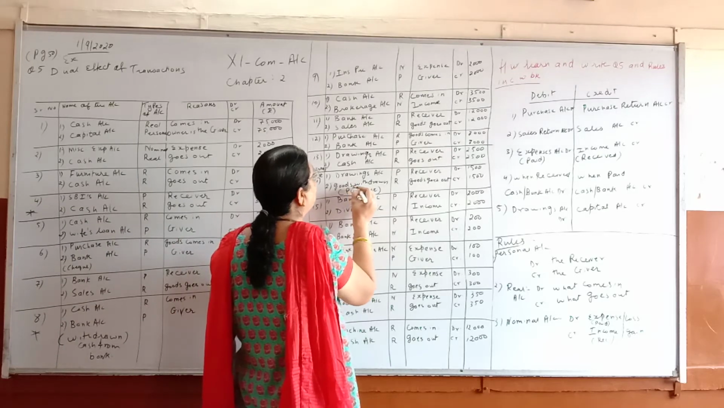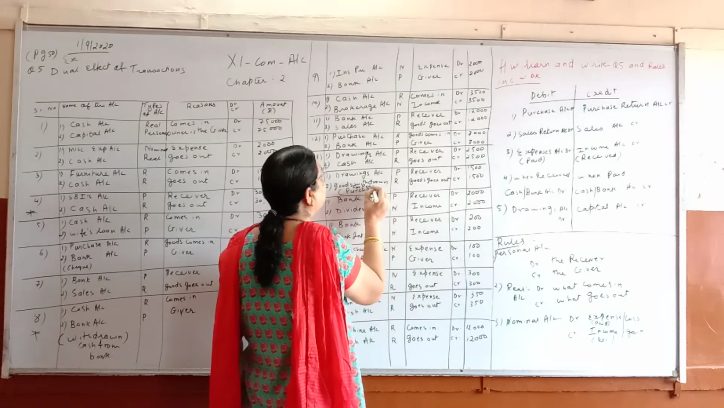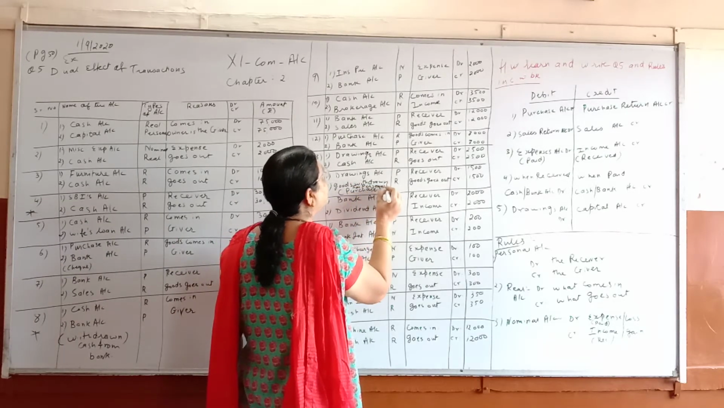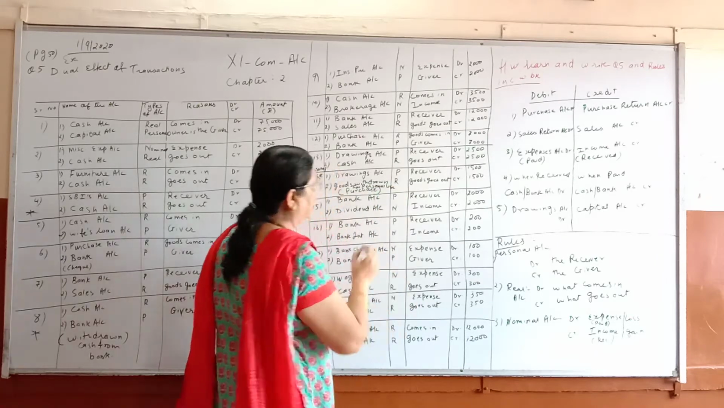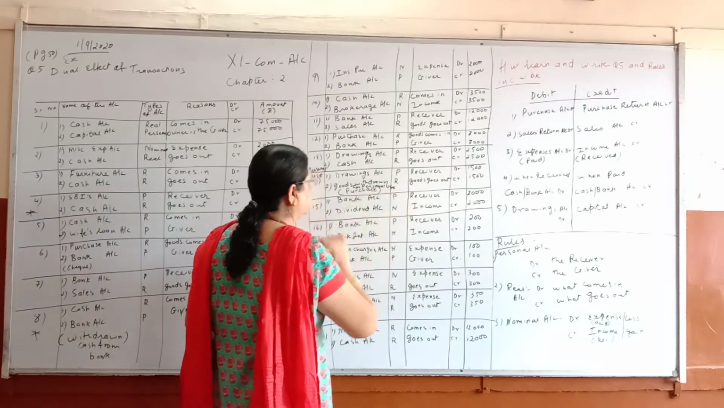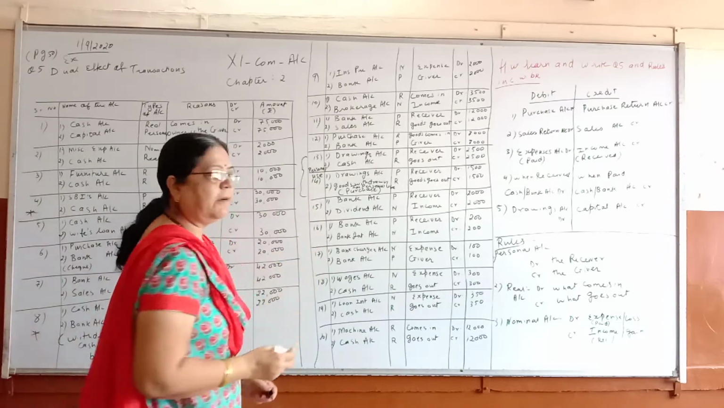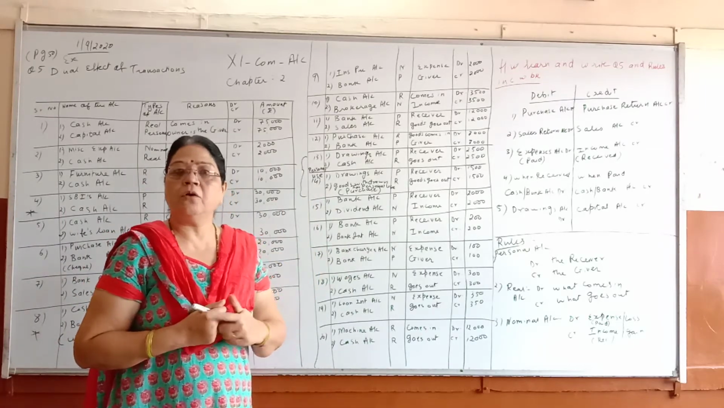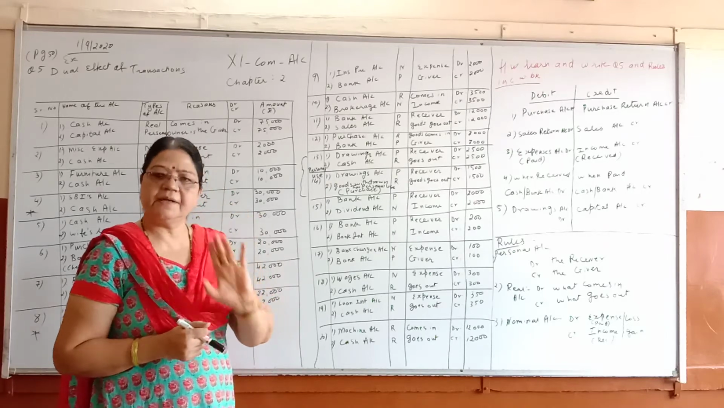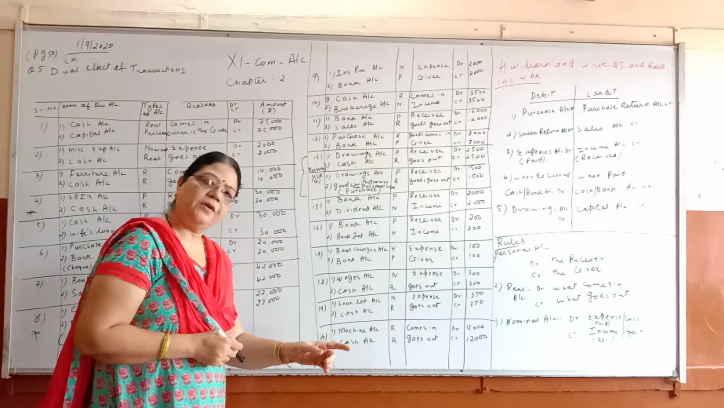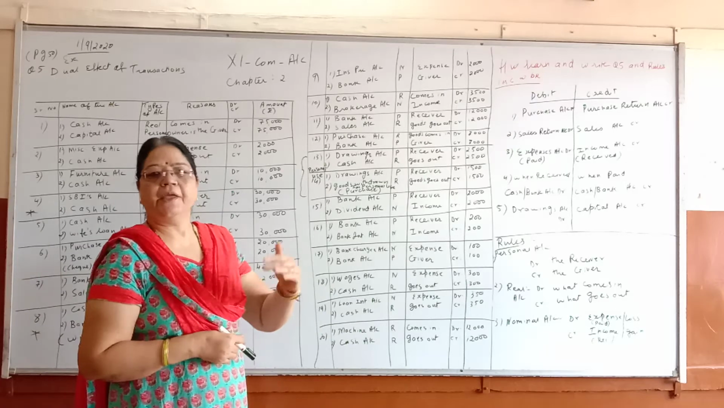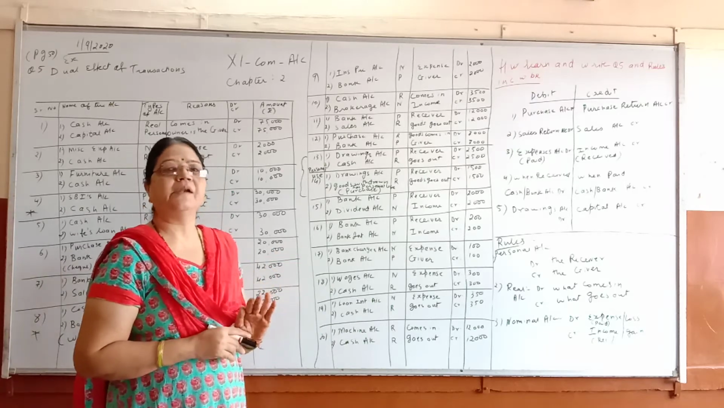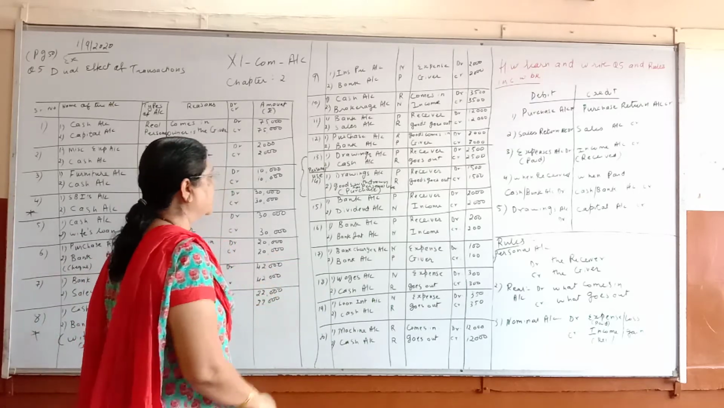Goods withdrawn for personal use. Okay? Here also I have written. So whenever the word personal is given, we have to write drawings account. Number 1 is the receiver. And if it is goods withdrawn, then you have to write goods. If it is cash withdrawn, then you will write cash for number 2.